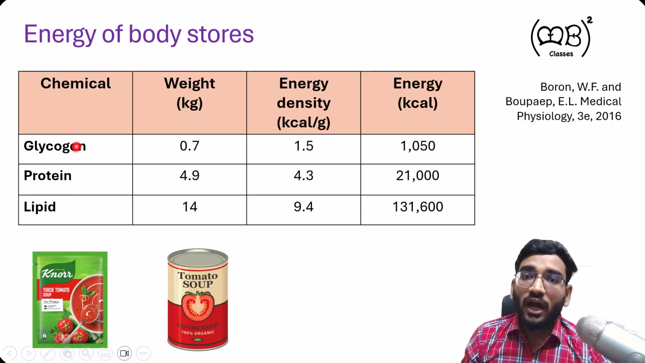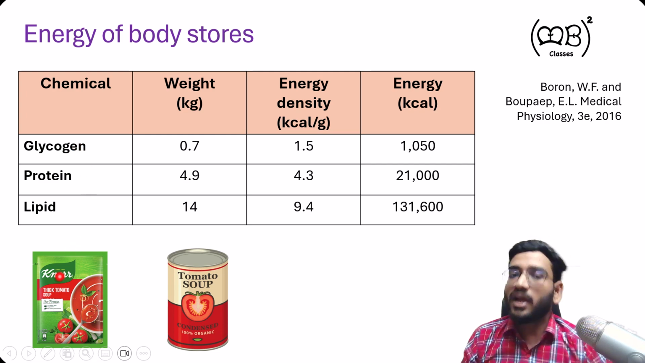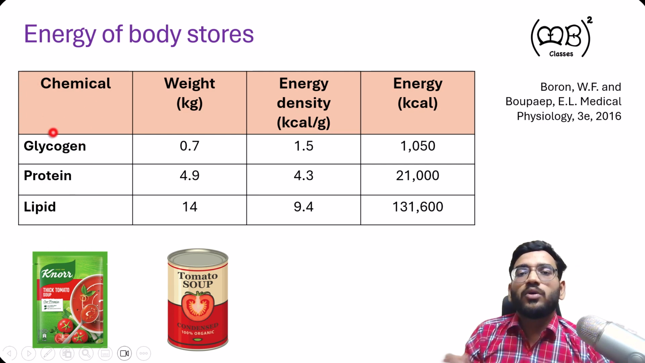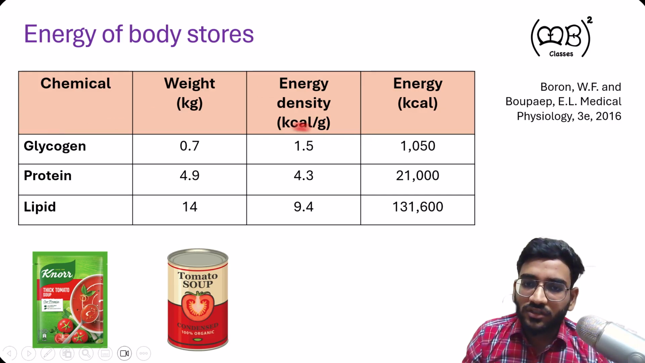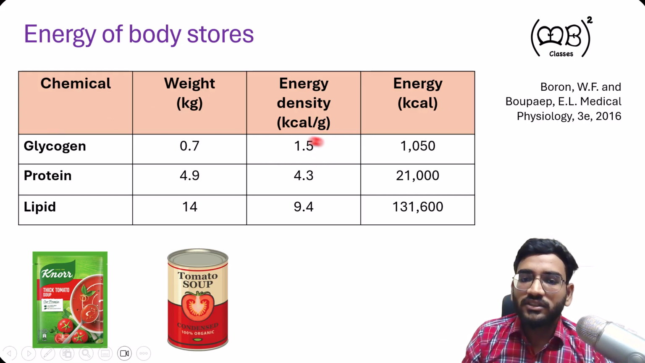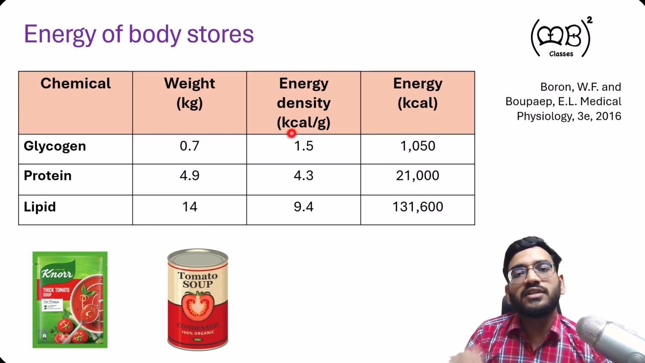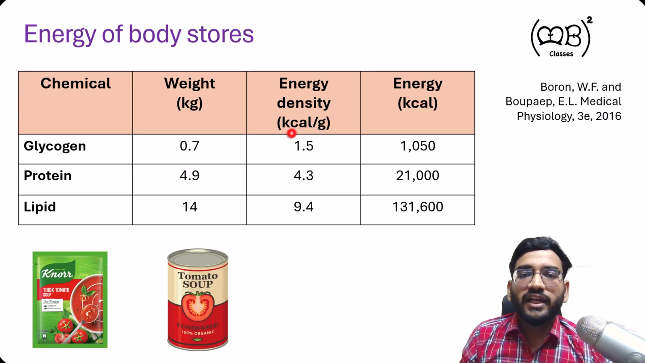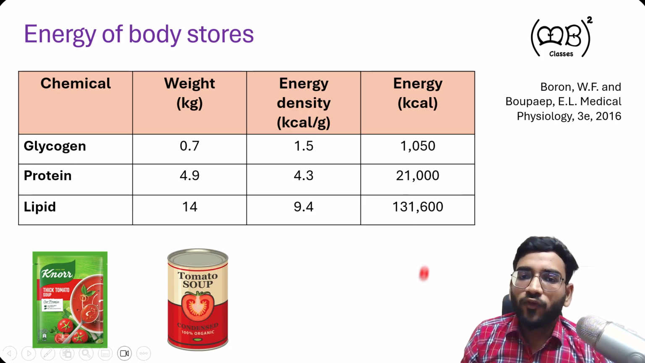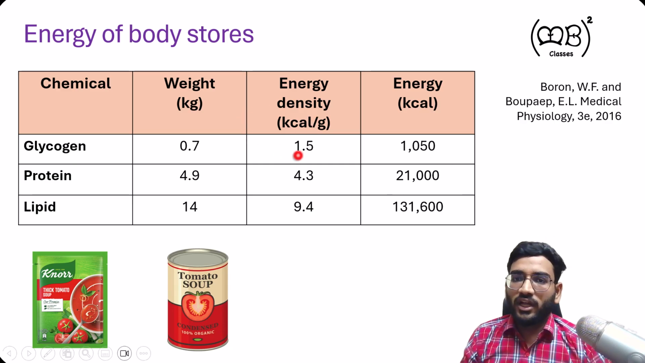Glycogen is a hydrophilic substance, but lipid is a hydrophobic substance. So lipid is stored without water, but glycogen is stored with water. So this is not just the energy density of the glycogen, this is the energy density of the stored glycogen along with the water. So that decreases the effective energy density practically from 4 to 1.5 kilocalories per gram.